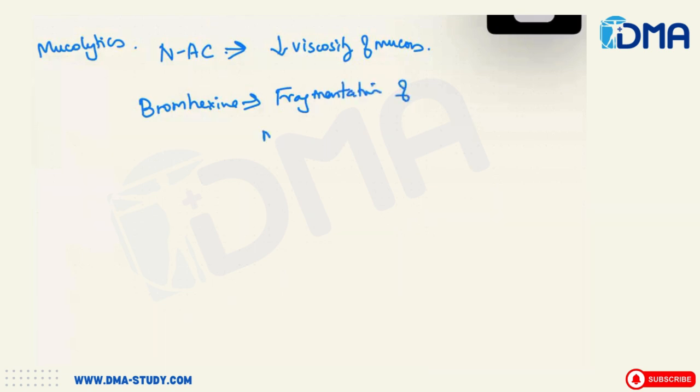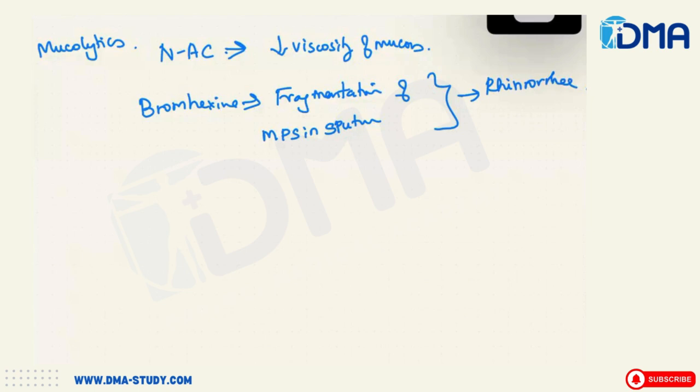Fragmentation of mucopolysaccharides in the sputum, so that it comes out very easily. Once it is detached from the mucous membrane, it comes out very easily. The problem with bromhexine is that there are high chances of rhinorrhea to happen.